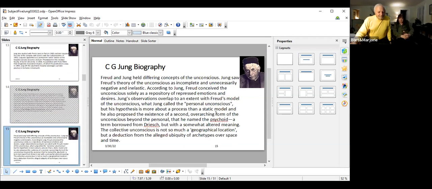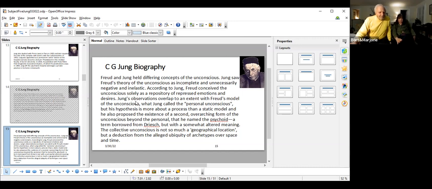So let's take a look at these ideas there. The first thing is the notion of the unconscious. So Jung saw Freud's theory of the unconscious as incomplete and unnecessarily negative and inelastic. Okay, it wasn't flexible enough. It didn't allow for growth.